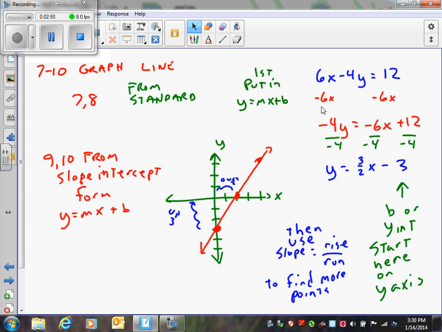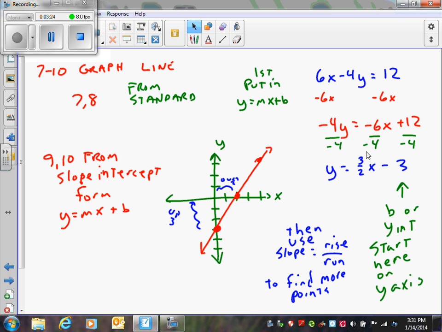The opposite of 6x is minus 6x. Put that x term right after the equal sign. So I have minus 4y equals minus 6x plus 12. It's plus 12 because this was positive. The second thing I do is get rid of the number in front of y. So I've got minus 4. I got to get rid of it. It is multiplying. So to get rid of it, I divide everything by minus 4. These cancel, leaving y.